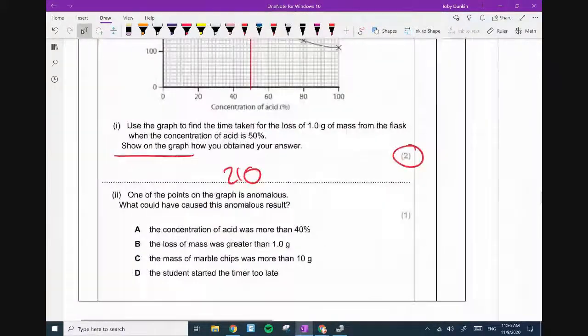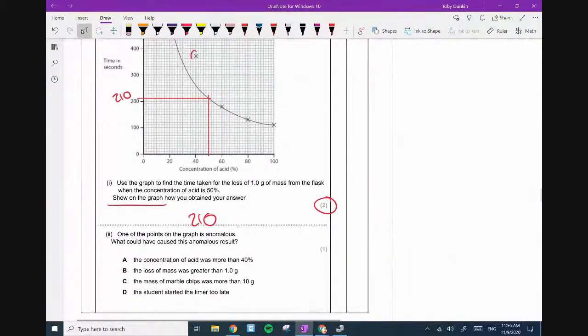Next, right, this one was probably one of the harder ones. So we had to recognize that this was the anomaly, and then we had to figure out what caused it. So A, the concentration of the acid was more than 40%. Well, hang on a minute. If the concentration of acid was more than 40%, it would have been coming down the line. So that can't be true. The loss of mass was greater than 1 gram. Yes, that could be true.